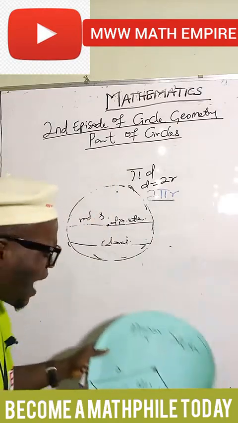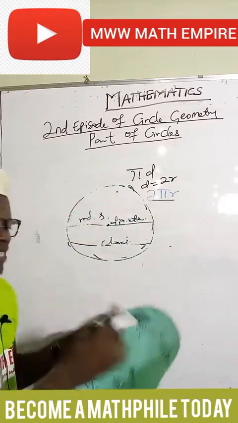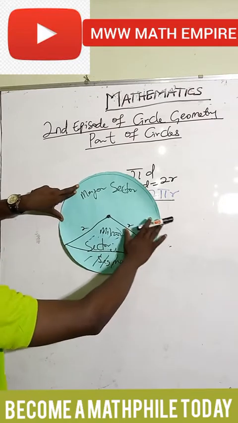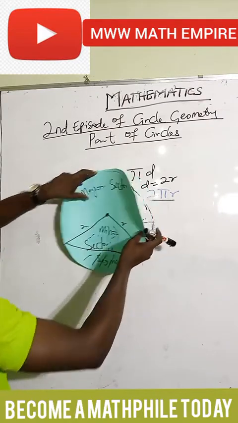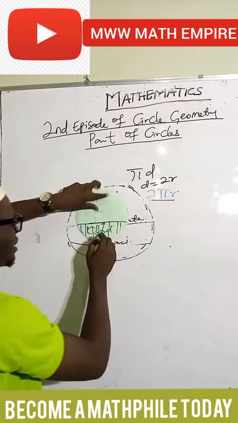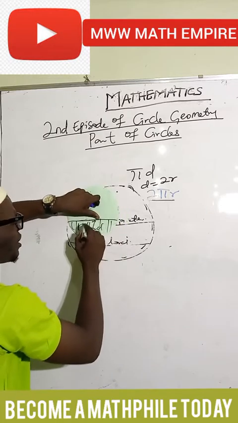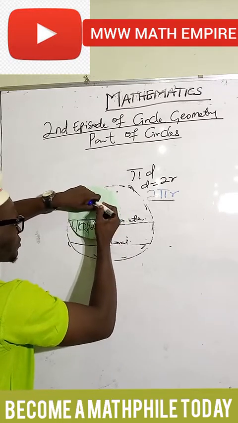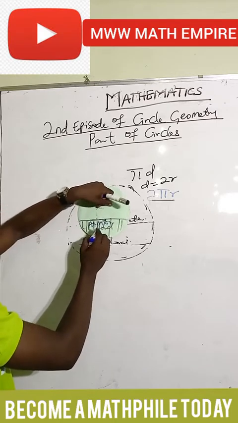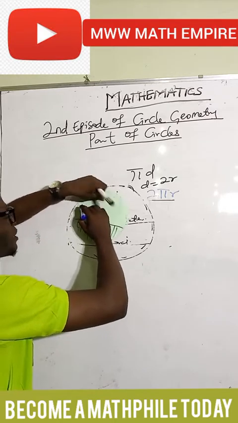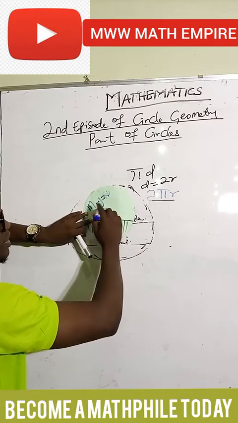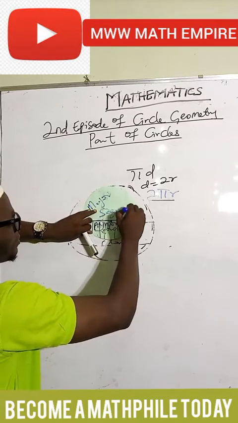Now, whenever you have a minor sector, there must be a major sector. Once here is the minor sector, all these places are known as what? The major sector. While also, if we have here to be segments, here becomes the minor segment, and all these places become the major segment.